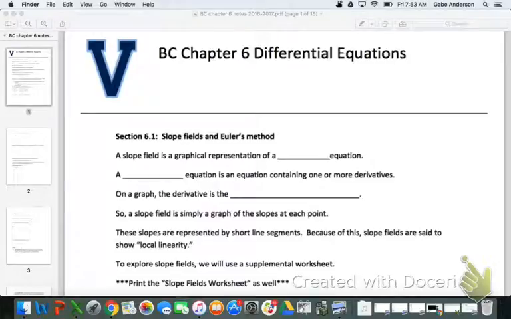So, let's see if we can fill in the blanks. Based on what we talked about last time, you maybe could do this. First sentence says, a slope field is a graphical representation of a blank equation. What kind of equation do you think we're talking about?